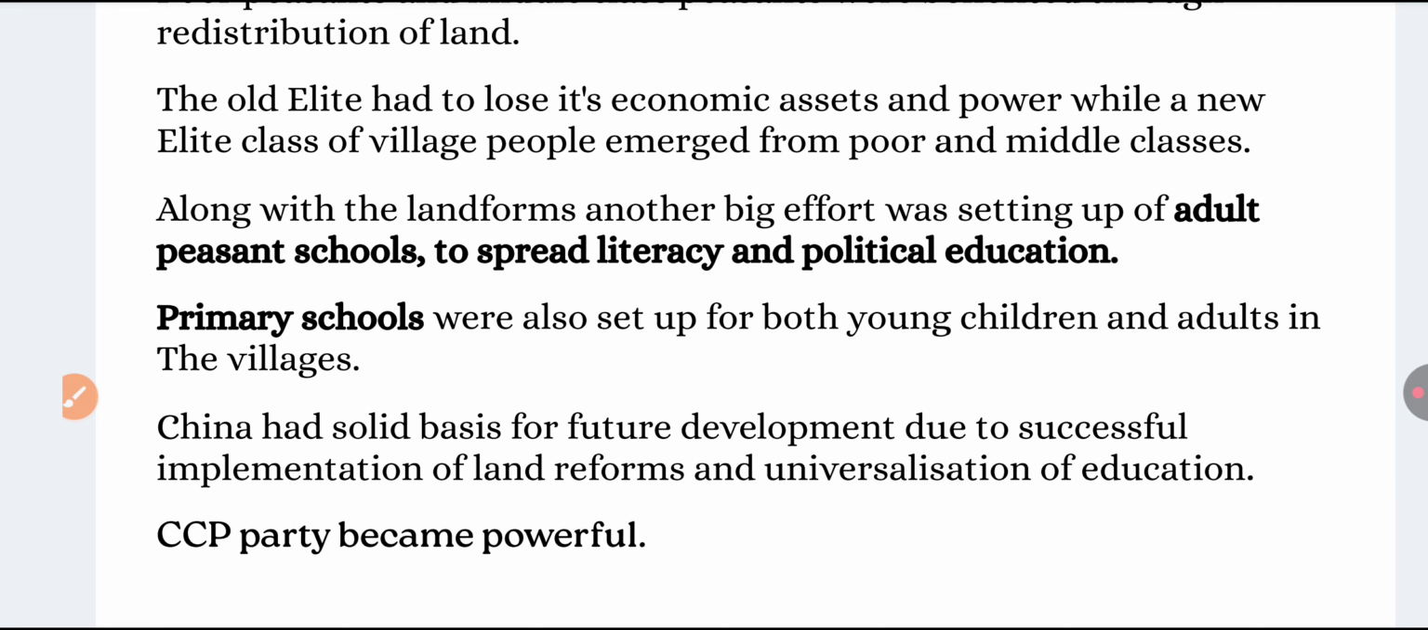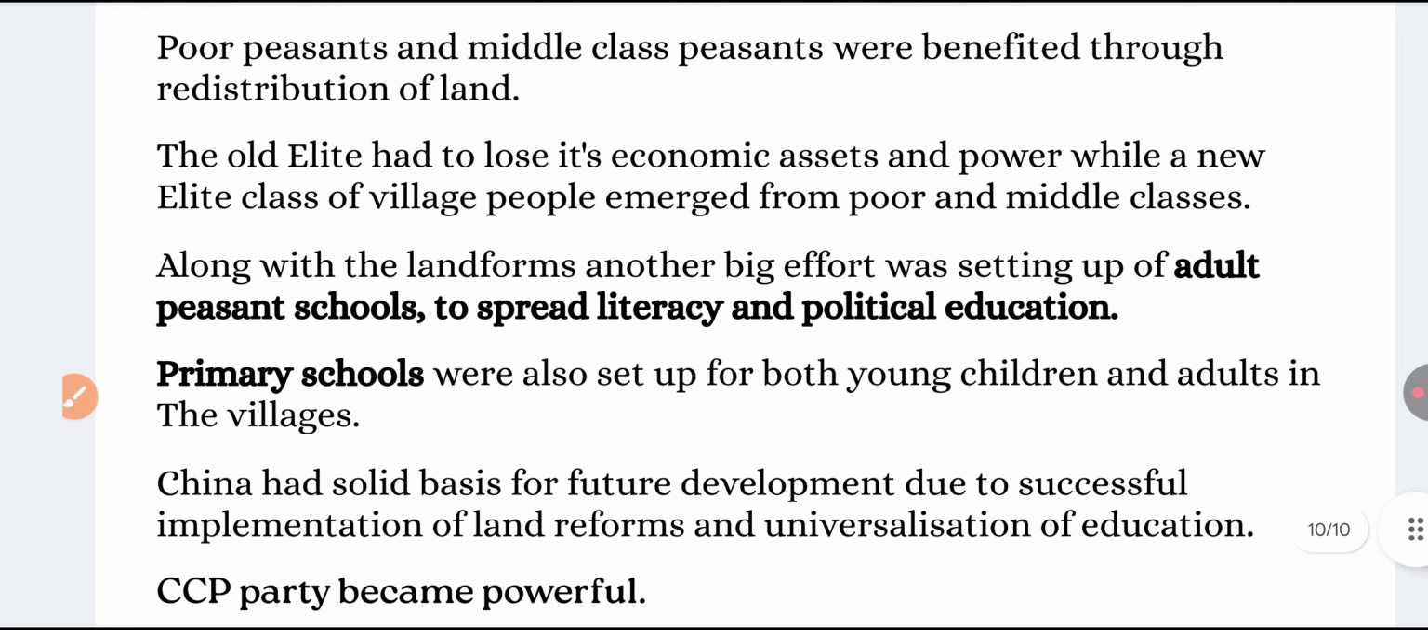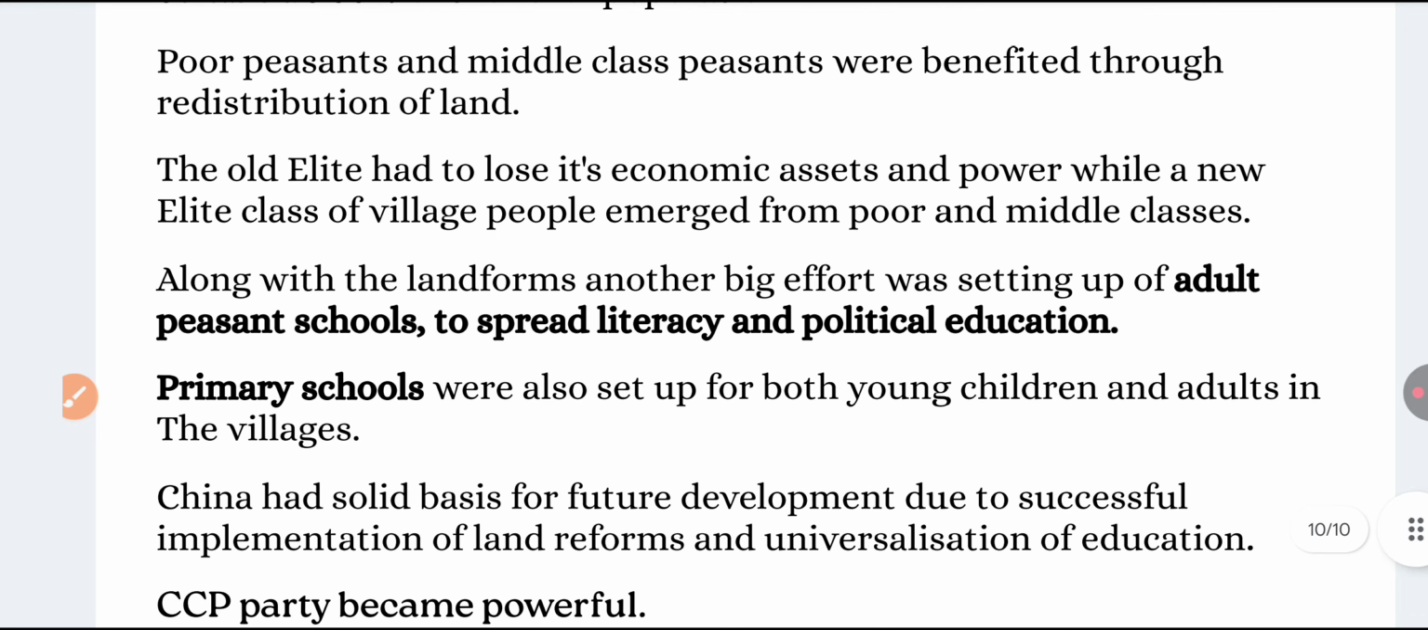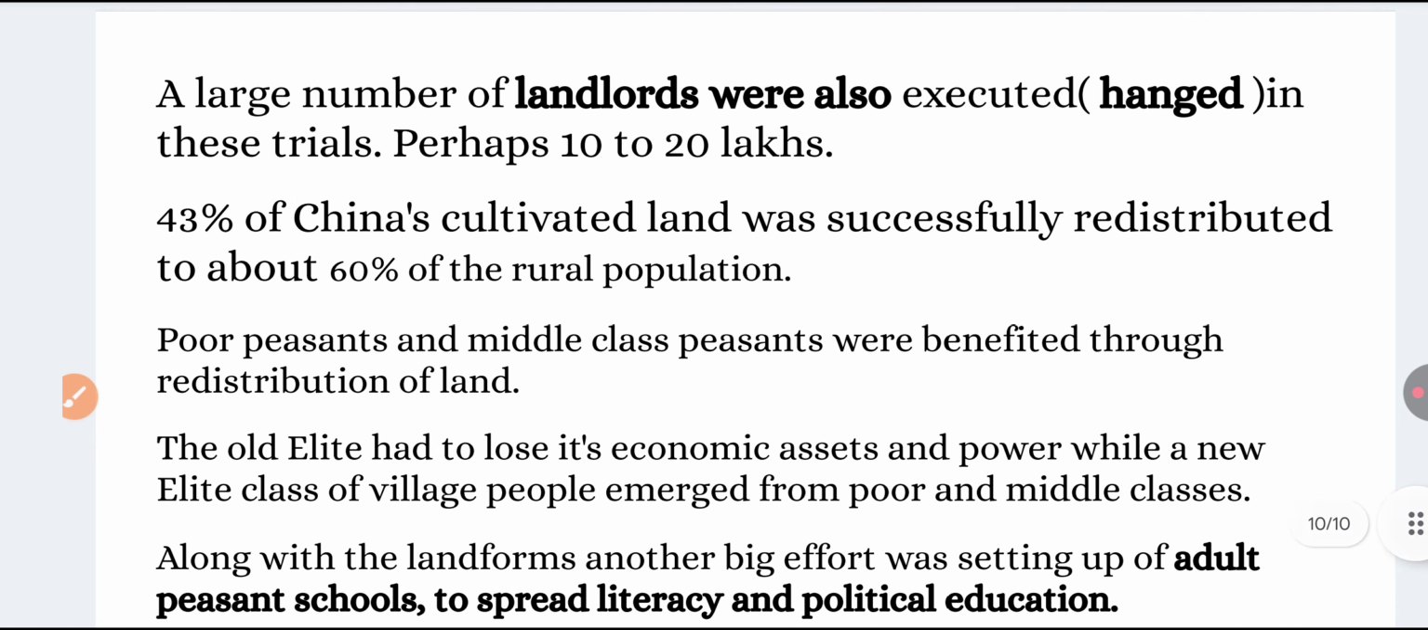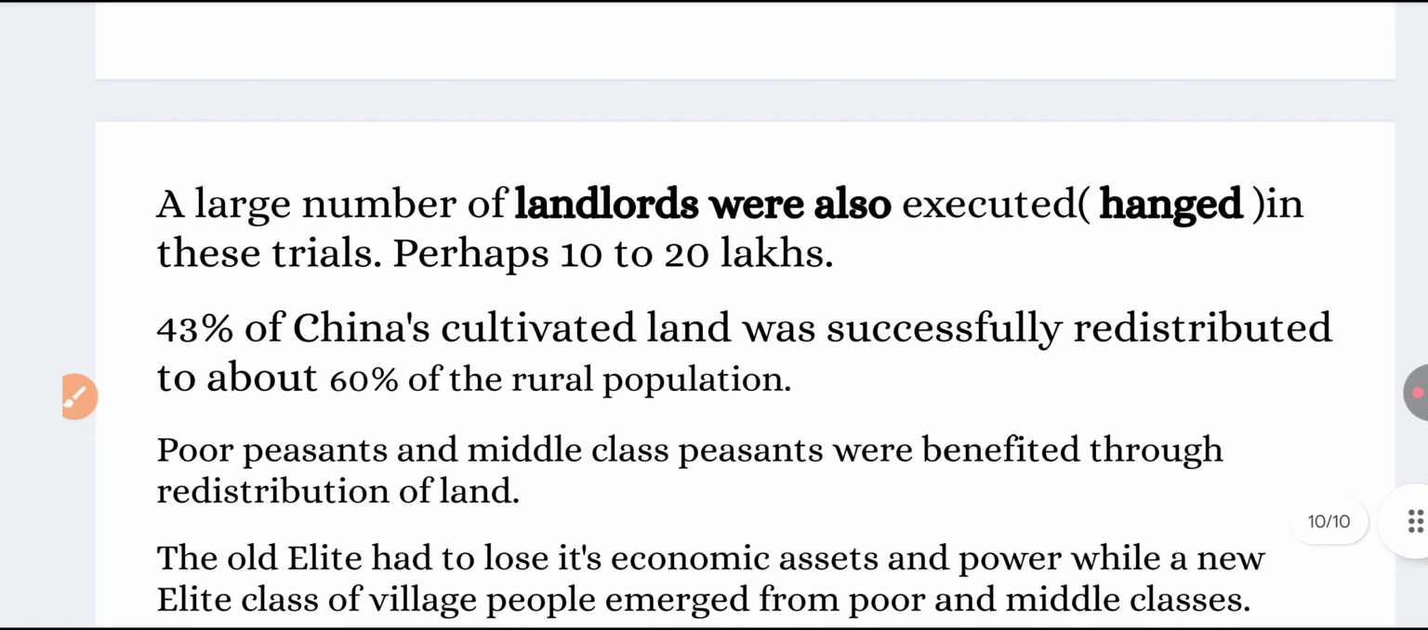Mao Zedong implemented land reforms, set up adult peasant schools, and set up primary schools. He distributed the land to poor and middle class people, and middle class people emerged as the elite class. How much percentage of land was distributed? 43%. How much percentage of people got land? 60%. Many landlords were hanged.